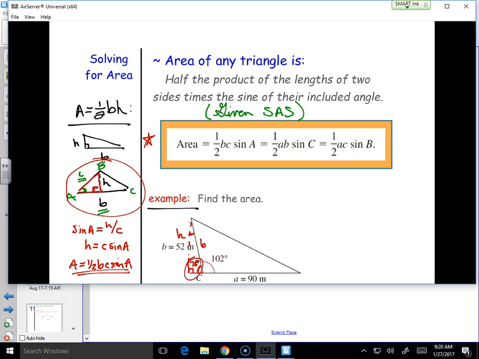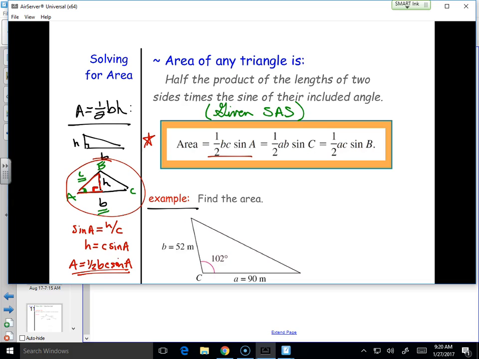Except this one, I think I might use adjacent over hypotenuse, I might use cosine. But the nice thing is, law of sines works whether the height is going to be on the inside of the triangle or on the outside of the triangle. We don't have to go worrying about geometry if we just have this formula down.